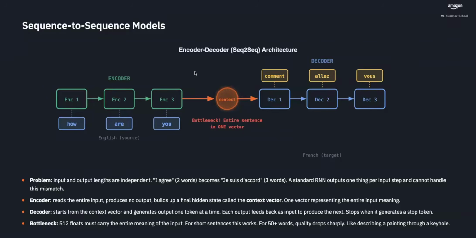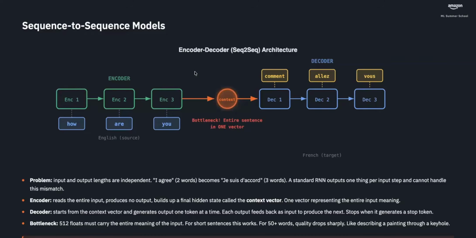It is like trying to describe a detailed painting through a keyhole. No matter how carefully you try, something always gets lost in the compression. And that is not theoretical. Researchers measured it. Translation quality was solid for sentences under 20 words and then dropped sharply as sentences got longer. The context vector simply could not hold enough information. The bottleneck was real and it was limiting everything.